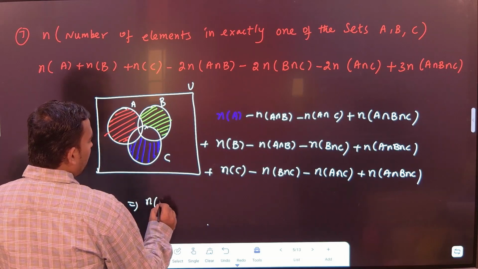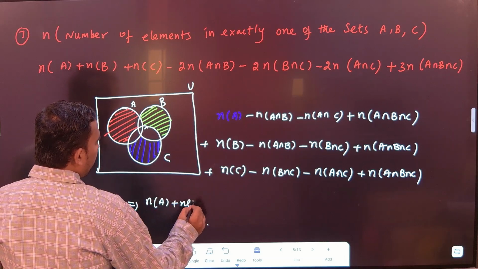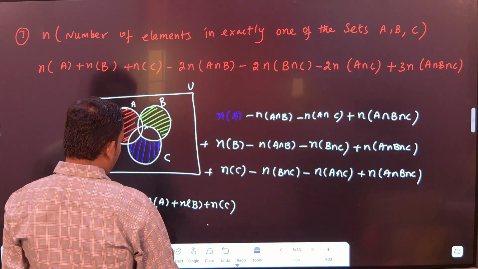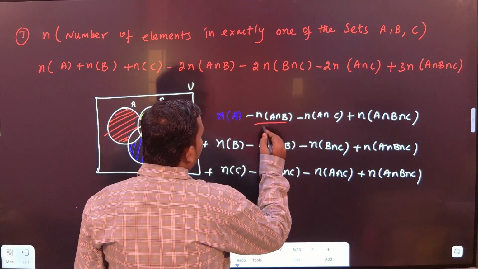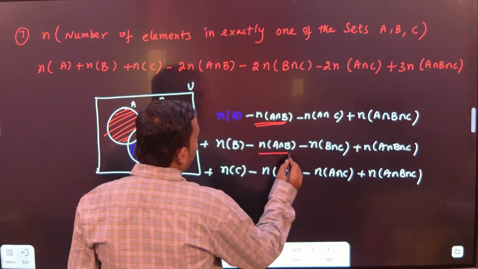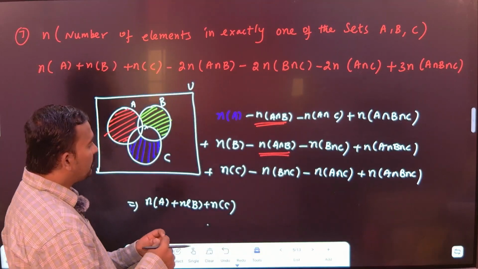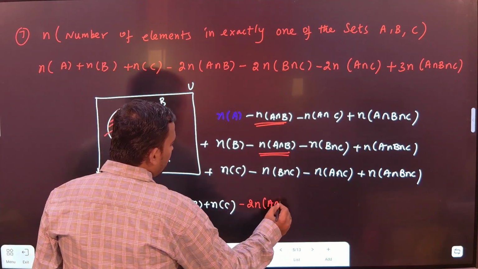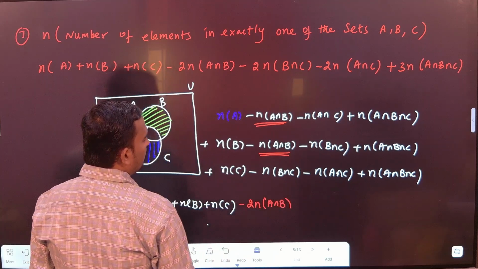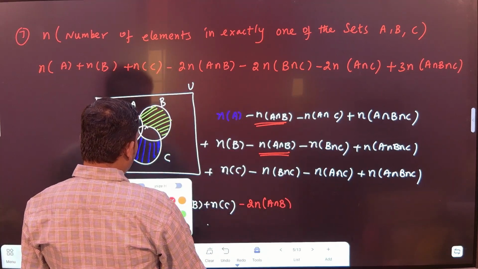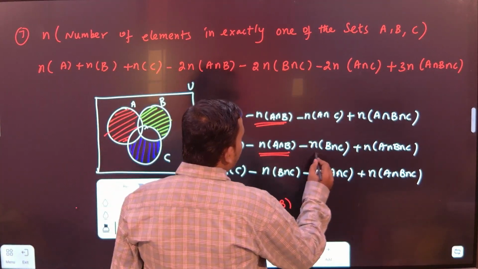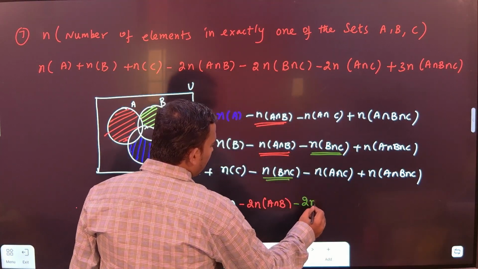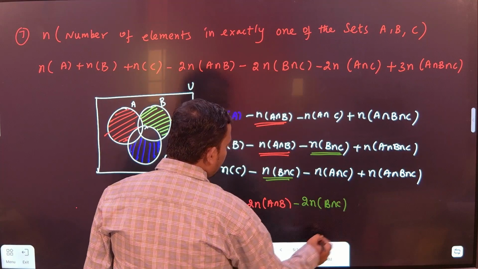Now you can simplify this. Finally, what will we get? N of A plus N of B plus N of C. You can see, student, N of A intersection B, N of A intersection B. How many times are you subtracting? 2 times. Minus 2 times N of A intersection B. Okay. And then next you can see B intersection C, 1 times here, 1 times.